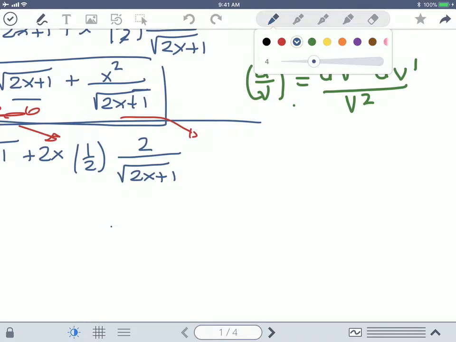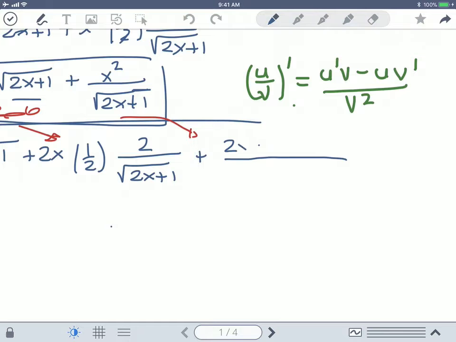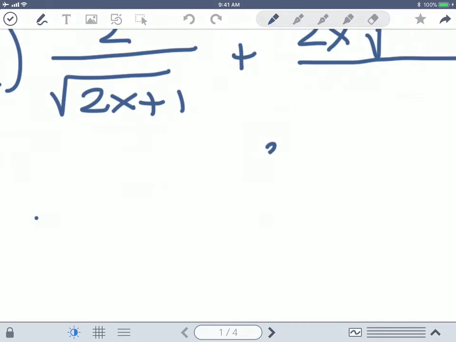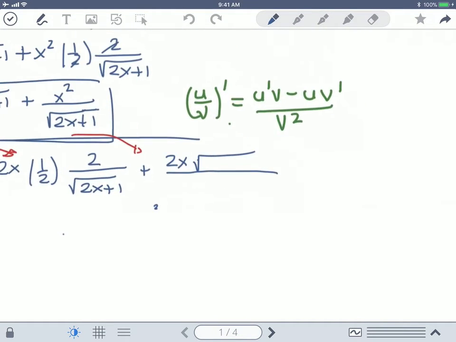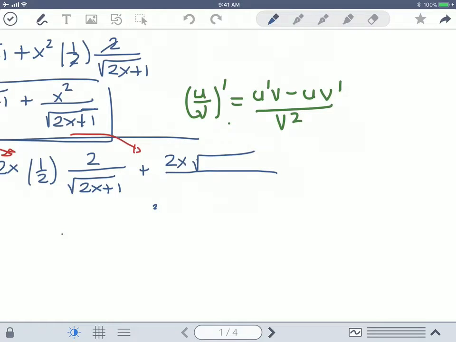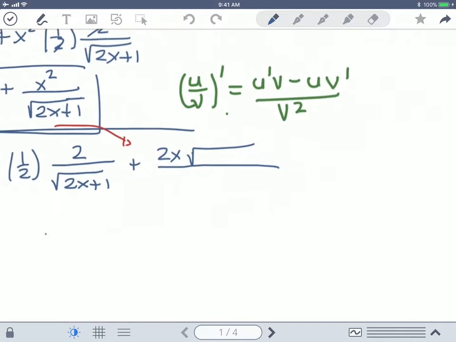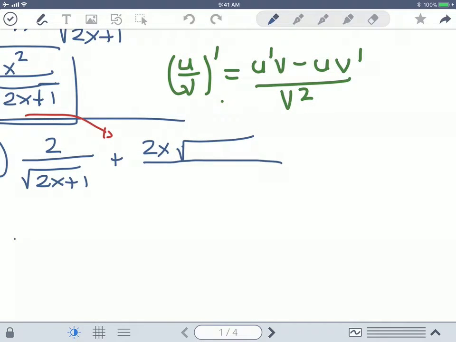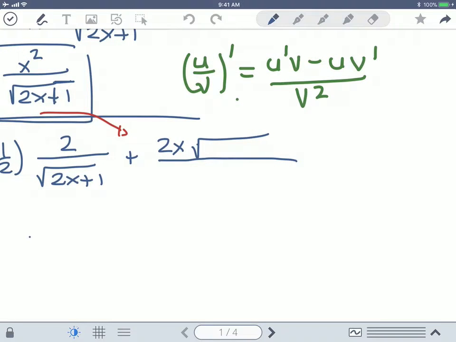So the derivative of this will become the derivative of the top, which is easy, it's 2x, times the bottom, which is the square root of 2x plus 1. Oops, sorry, big zoom right there. Let me erase this, and let me erase this little 2. So it's 2x times, let me scroll, zoom in, something like that. 2x times the square root of 2x plus 1. Then minus the x squared times the derivative of the root of 2x plus 1.